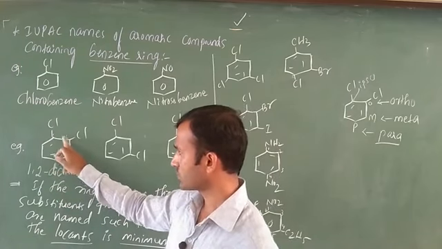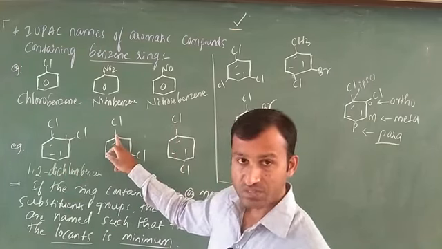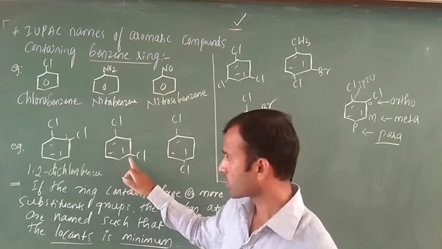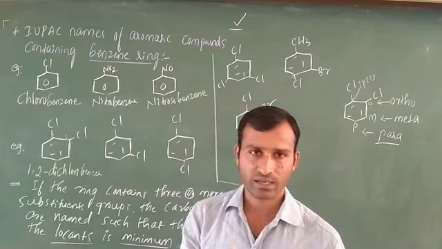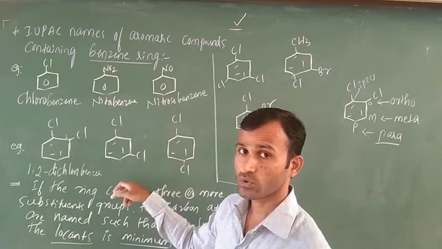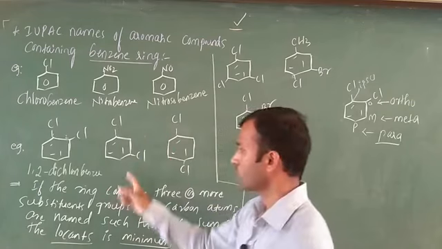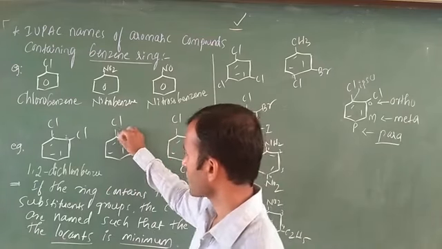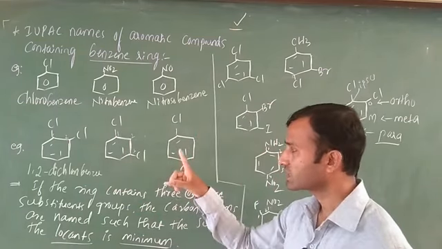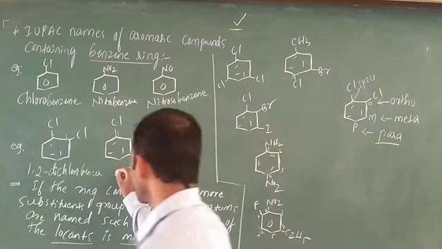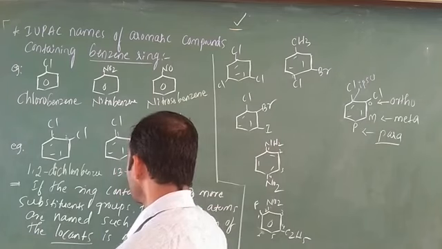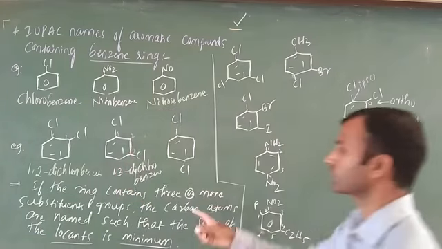Just here, position 1, this is 2. In this case I consider this as ipso. Now tell me, after ipso, ortho; after that, meta. The meta position is having Cl. That is why you call this meta-dichlorobenzene. What is the IUPAC nomenclature? This acts as 1, this is 2, next this is 3. Now tell me, 1, 3 dichlorobenzene. What is the IUPAC name? 1, 3 dichlorobenzene.